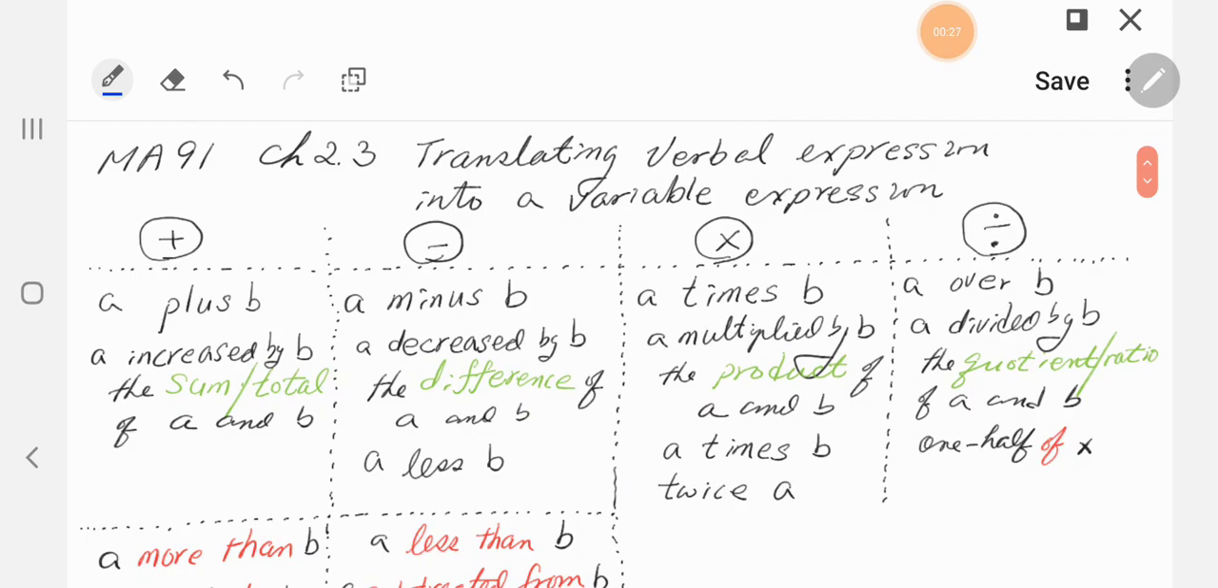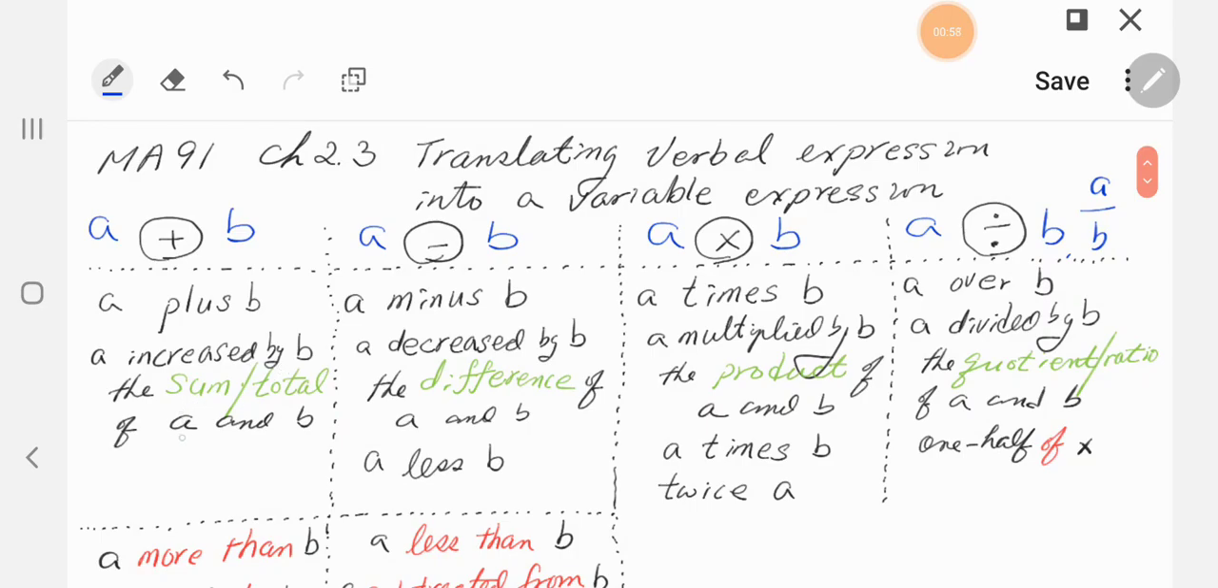So in most cases, for plus, this will be a plus b, right? A plus b, a minus b, a times b, a divided by b. So a divided by b is equal to a over b like this. Whenever we have a phrase like a plus b, then that's a plus b. A increased by b, then a plus b, same as a plus b.